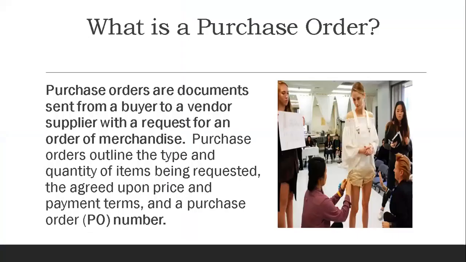Okay, so first I'd just like to explain what a purchase order is or what a PO is. So a purchase order is a document sent by the buyer to the vendor for an order of merchandise. And since this is a fashion course, I'm going to specifically relate it to the fashion industry. Again, this is when the buyer goes into the market to create an order to buy from a vendor.